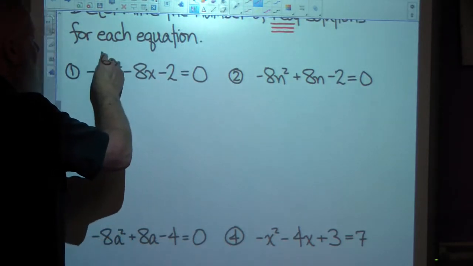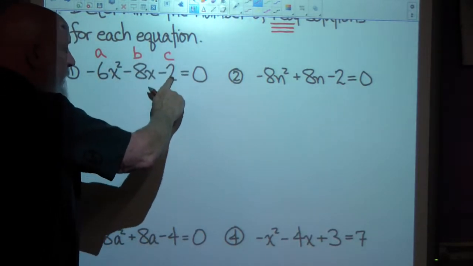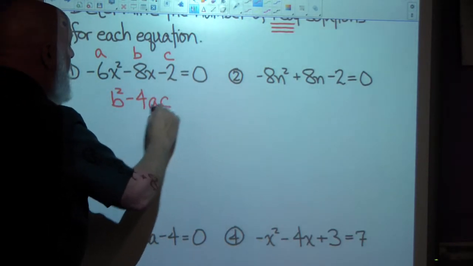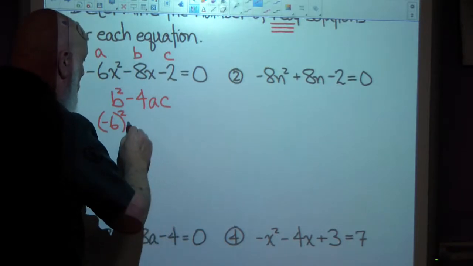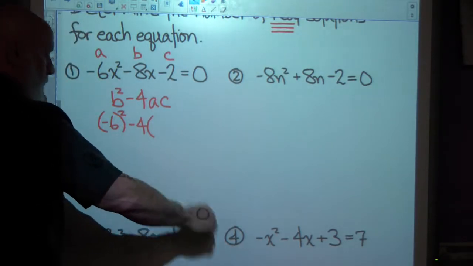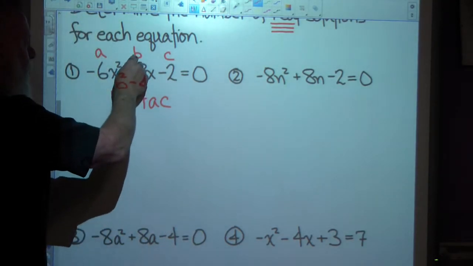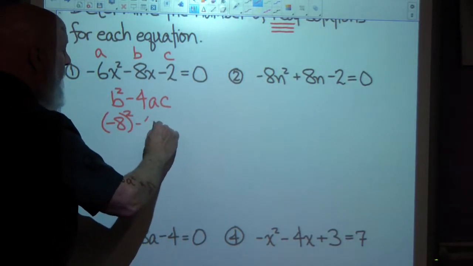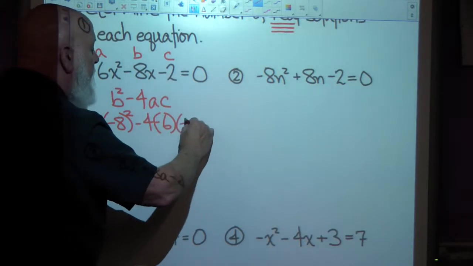Here's our quadratic equation. This is A, this is B, this is C. A is negative 6, B is negative 8, C is negative 2, and we're going to go B squared minus 4AC. This will give us negative 6 squared minus 4 times A. Whoops. I said B squared and I plugged in A. The reason I plugged in A is because I'm old and brain damaged. B squared is negative 8 squared. There we go. Starting out the day making mistakes. Minus 4 times negative 6 times C, which is negative 2.